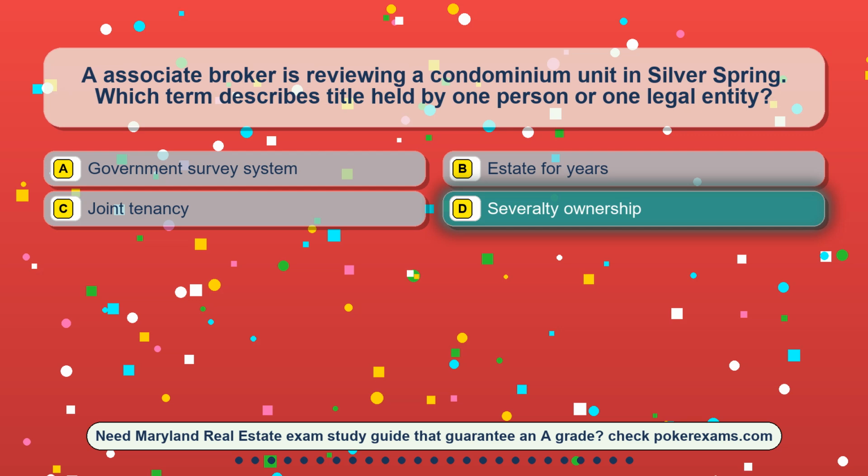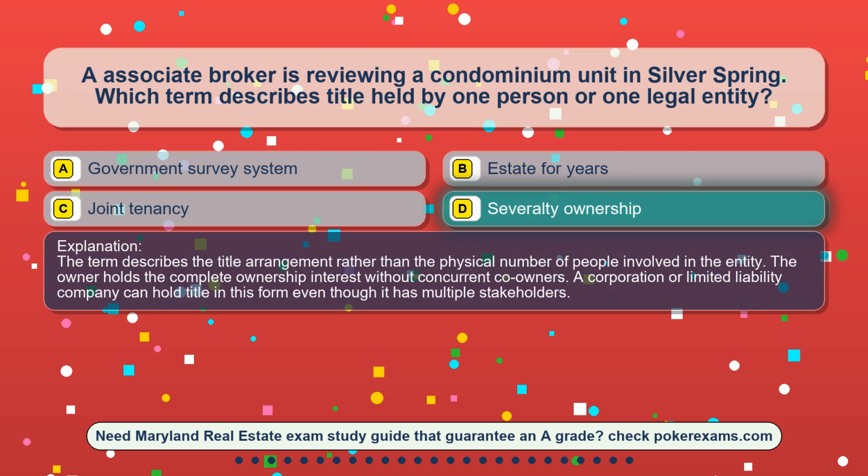The correct answer is option D, severalty ownership. The term describes the title arrangement rather than the physical number of people involved in the entity. The owner holds the complete ownership interest without concurrent co-owners. A corporation or limited liability company can hold title in this form even though it has multiple stakeholders.